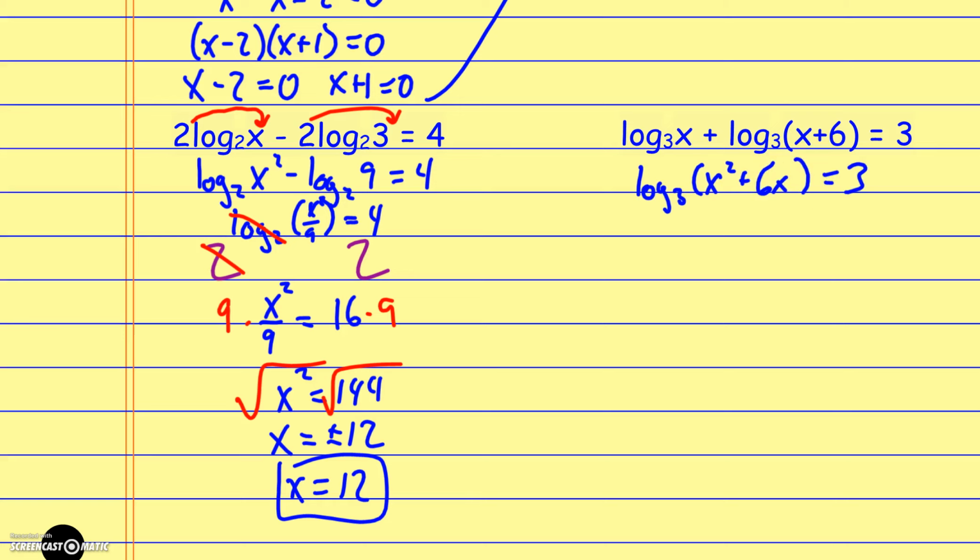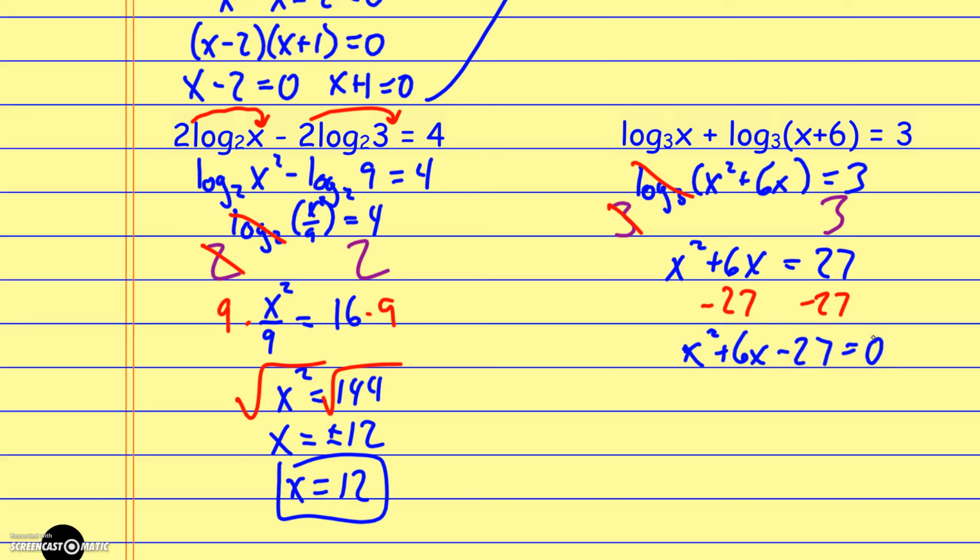And now to undo log base 3, I do 3 raised to the power of each side. On one side, the log base 3 and the 3 cancel, so it leaves me with an x squared plus 6x. On the other side, I have 3 to the 3rd power, which is 27. And now I subtract the 27 and I solve the quadratic, and I'm going to solve this by factoring. Okay? So I build a bridge. This is going to factor into an x plus 9 and an x minus 3.